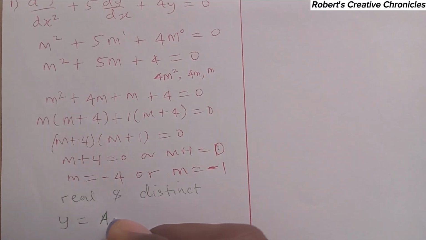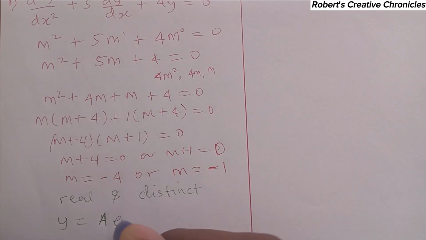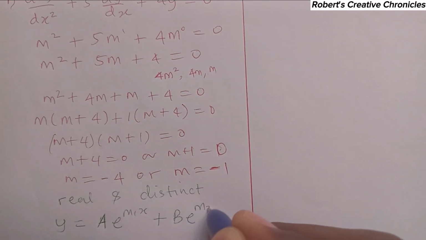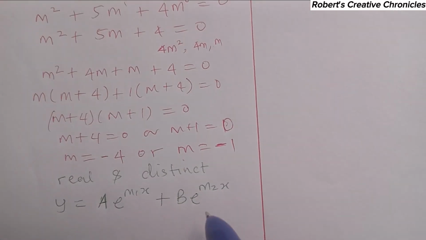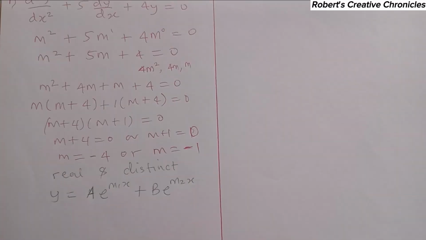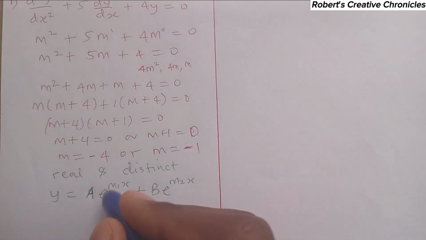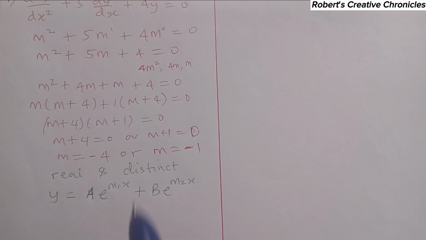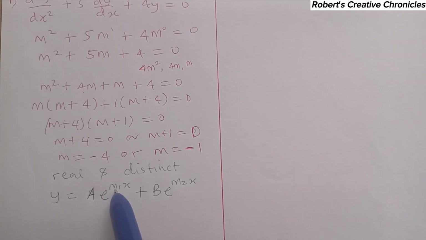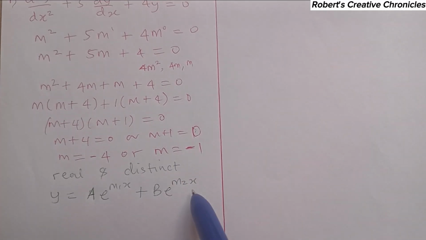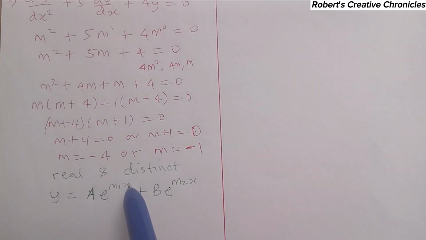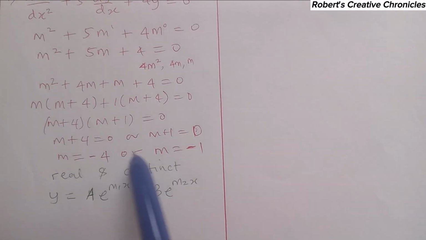a exponential m1 x plus b exponential m2 x. So this is the general solution of this equation. So now we will substitute m1 and m2. You can take any of these m values as m1 and any of them as m2. It's still correct. If I put -4x here and -x here it is correct, it's the same thing. If I put the reverse, also correct.